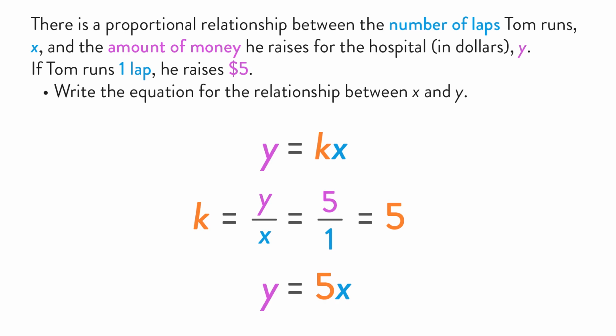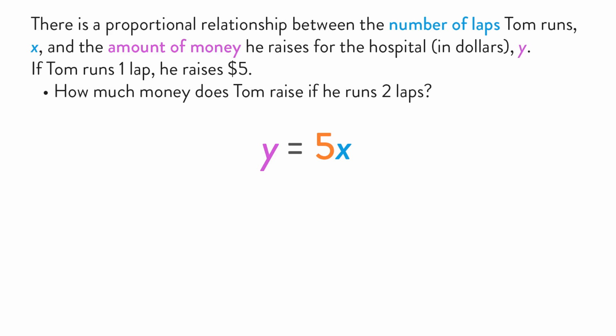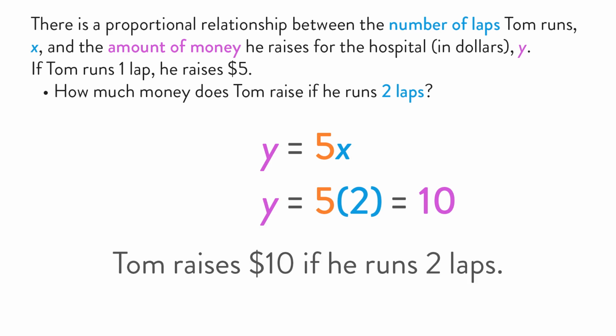Great! First part done. Next, how much money does Tom raise if he runs 2 laps? Well, we just wrote the equation for the proportional relationship, so let's use that equation to find how much money Tom raises if he runs 2 laps. X represents the number of laps Tom runs, and y represents the amount of money he raises. So let's plug in 2 for x and solve for y. Y equals 5 times 2, which equals 10. Tom raises $10 if he runs 2 laps.